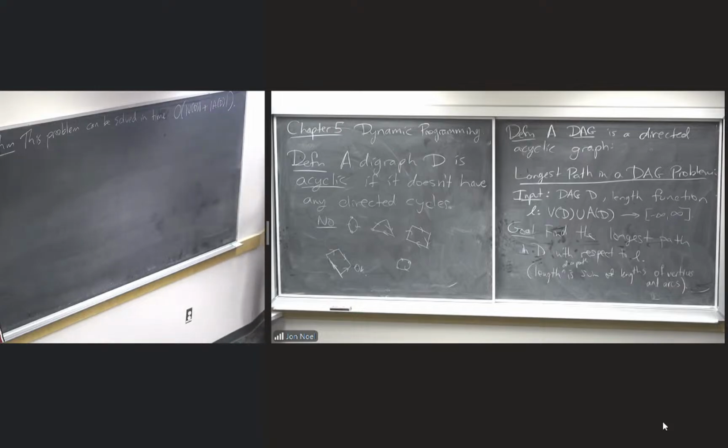And it's hard to imagine doing it any faster than this, right? Because even to just inspect the graph and look at the length function and look at how long everything is, you'd have to look at every vertex at least once, and every arc at least once. You couldn't even look at everything without this amount of time. So I think you're not going to be able to do it any faster than this, up to maybe improving the constant, but that's about it. Any questions about this so far?